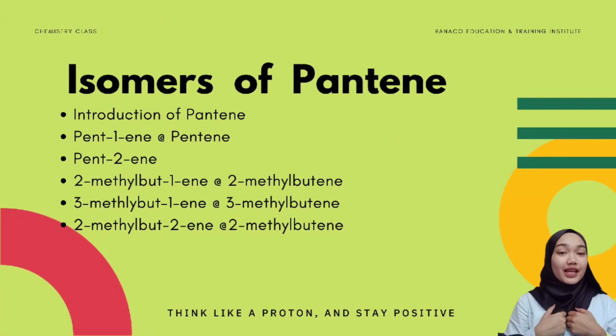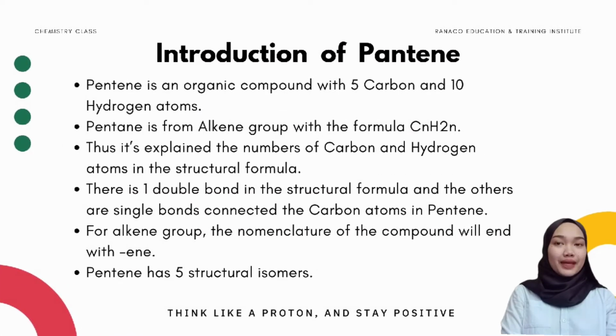Now, let me tell you about isomers for pentene. Pentene is an organic compound with 5 carbon and 10 hydrogen atoms. Pentene is from the alkene group with the formula CnH2n. Thus, it explains the numbers of carbon and hydrogen atoms in the structural formula.